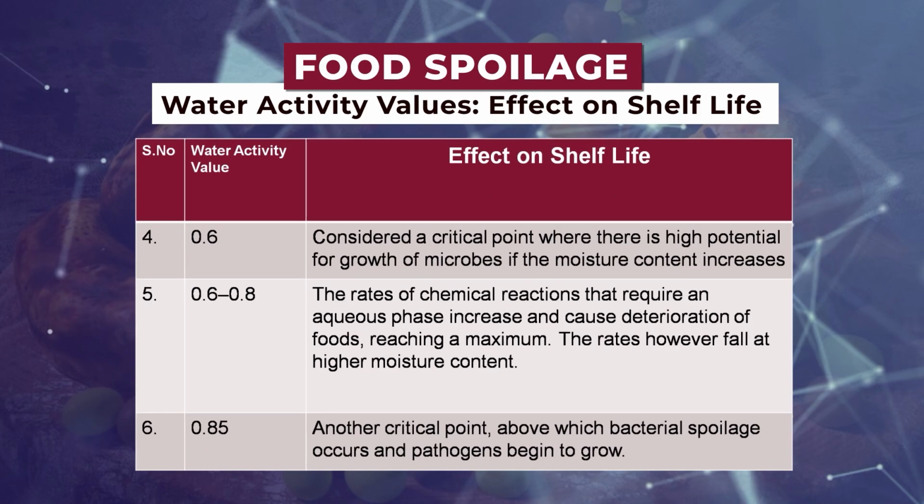Now a water activity of 0.6 is very critical because there is a potential for growth of microorganisms if the moisture content increases. Now at 0.6 to 0.8, chemical reactions requiring an aqueous phase cause deterioration of food, reaching a maximum. The other critical point is 0.85, where bacterial spoilage will take place and the growth of pathogens will take place.